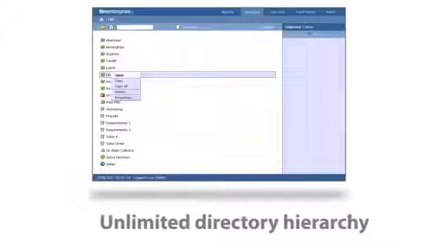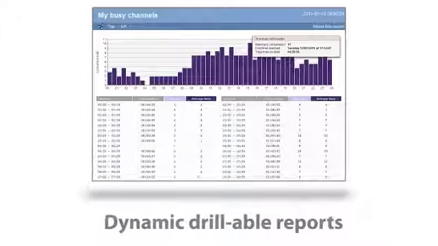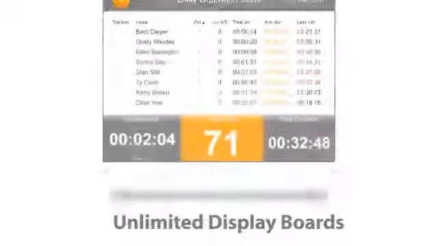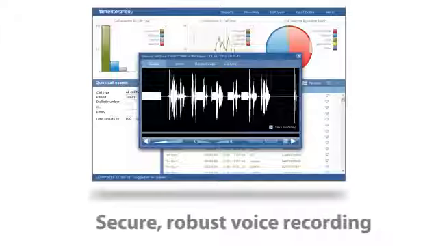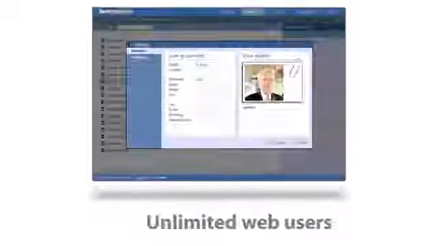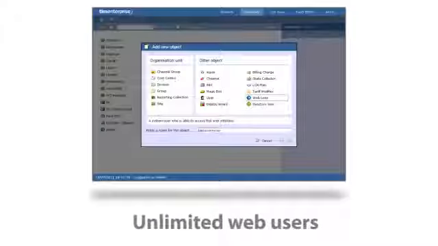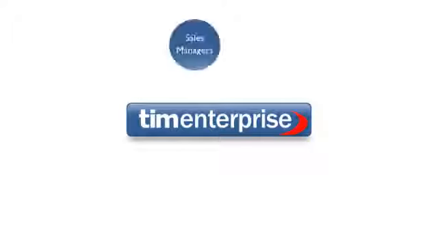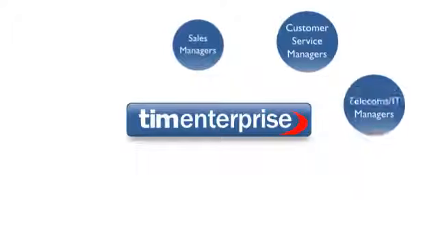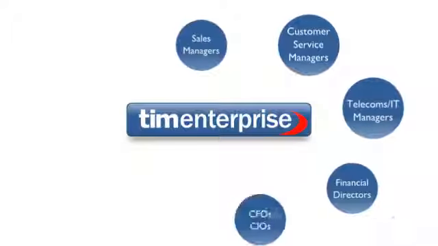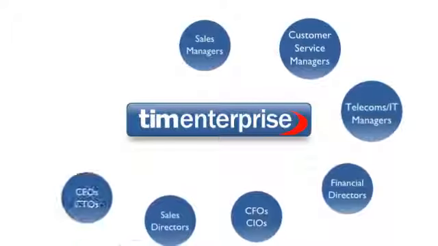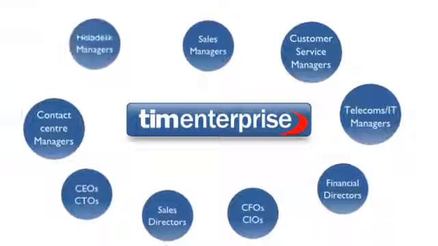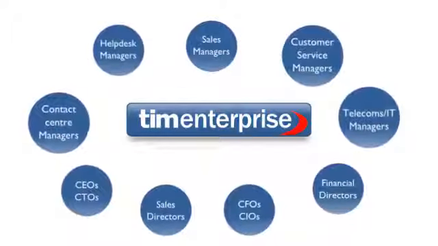Accessing your call information is easy from any web browser, on any large plasma screen, or even from a mobile device. TIM Enterprise comes as standard with a distributed directory which has an unlimited hierarchy, dynamic drillable reports, unlimited customizable display boards, and a secure fully integrated call recording option, all easily accessible to an unlimited number of web users. Who uses TIM Enterprise? Pretty much everyone in your organization who manages a team and requires simple, easy access to their call information. The management information covers, among other things, response times, call volumes, missed and handled call information, and costs.